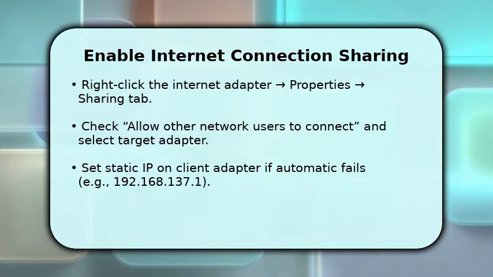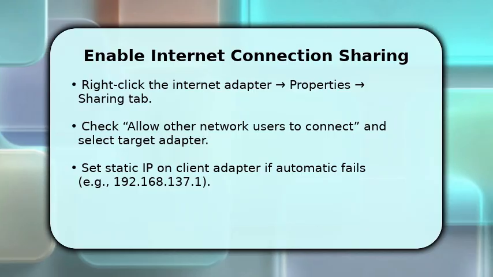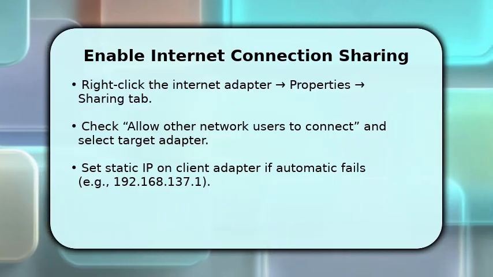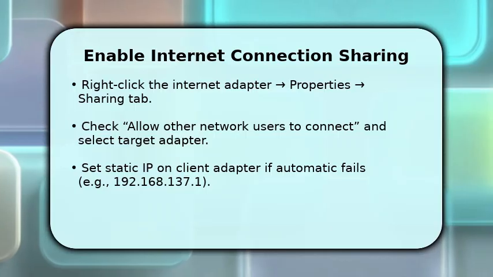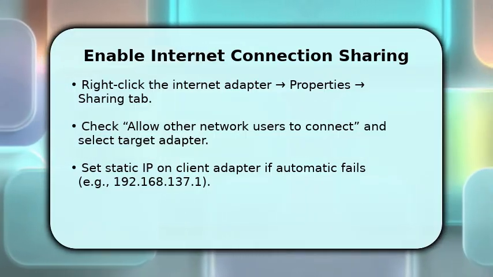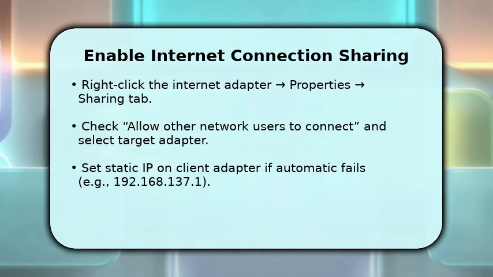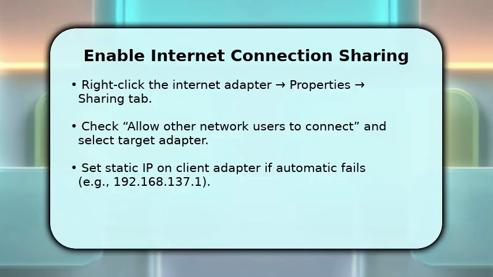Make sure the client adapter is set to obtain IP automatically, but be prepared to manually set a static IP like 192.168.137.1 if DHCP doesn't assign correctly. Finally, connect your client devices to the shared network or created hotspot and verify connectivity.